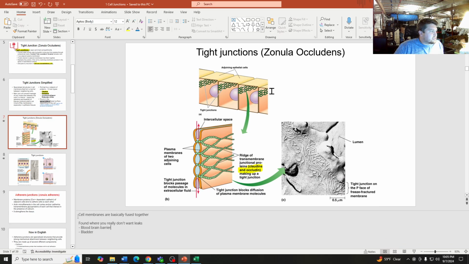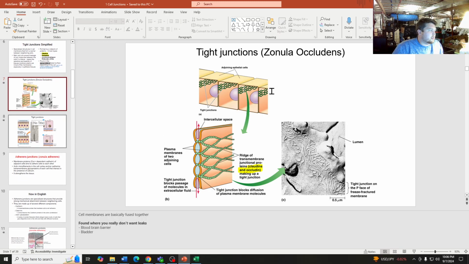As well, these cell membranes are basically fused together. The big places that we focus on are the places where we don't want leaks to occur. So the blood-brain barrier is keeping fluid and everything in the brain where it's supposed to be. Not too much fluid, not too little fluid, keeping things out that aren't supposed to be there, that could mess with the brain chemistry. As well as the bladder. We don't want the urine leaking out. So specifically those two points are the spots where it's mentioned that the tight junctions are.